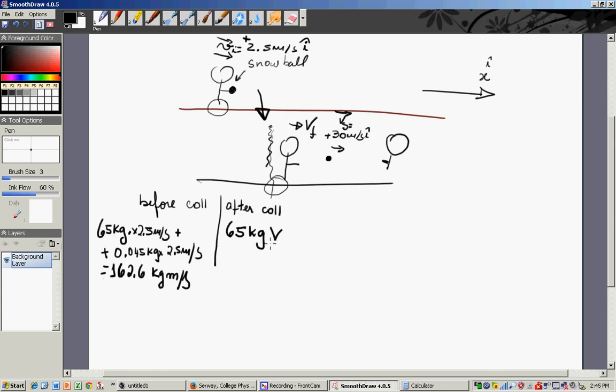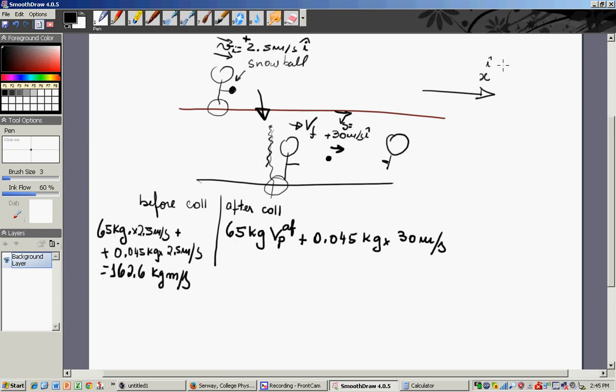I'm going to call VP the velocity of the person after, plus the momentum of the snowball. The snowball is still moving, right? And that is 0.045, which is the mass of the snowball, kilograms, times the velocity it has, and that is given with respect to the ground. And I'm putting a positive sign because the velocity is positive. The snowball was thrown in the direction I'm calling positive.